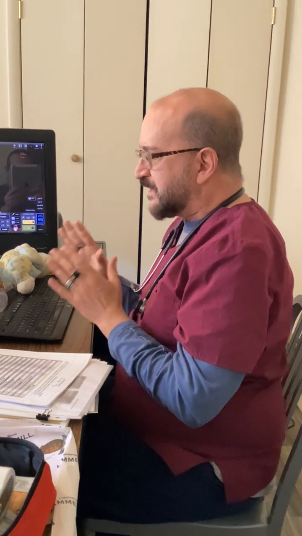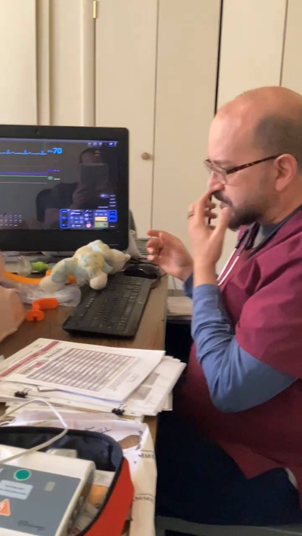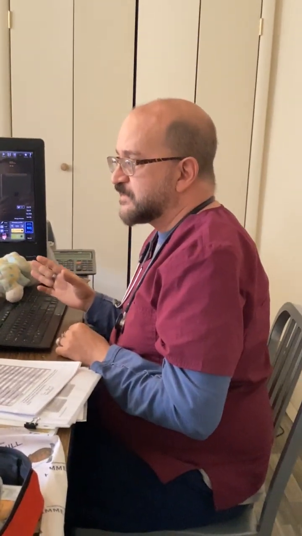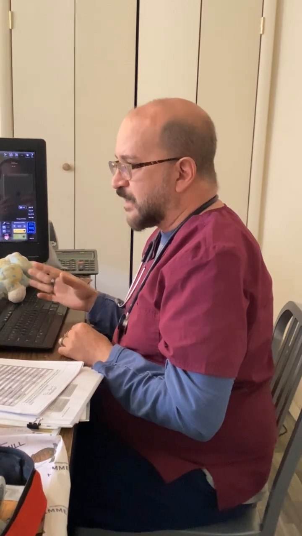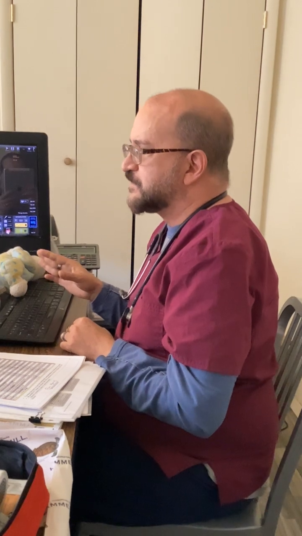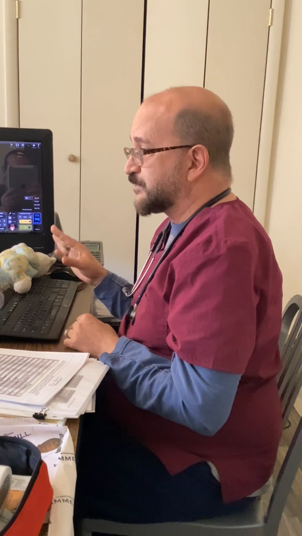And when we blend in BLS and advanced life support together, or pediatric advanced life support, a child or an infant with a heart rate below 60 beats, with poor perfusion, meaning mottled skin, anything like that, you have to start compressions. So when we get to compressions, it's going to be 30 to 2, meaning 30 compressions to 2 breaths.